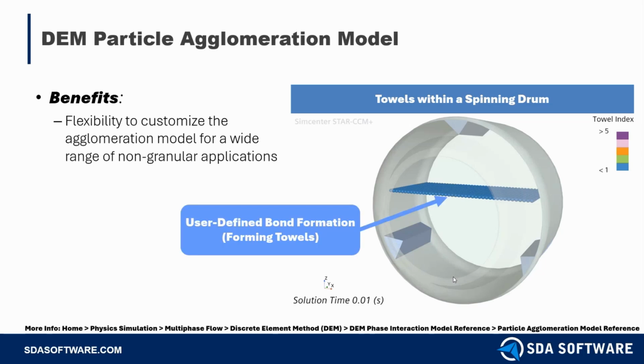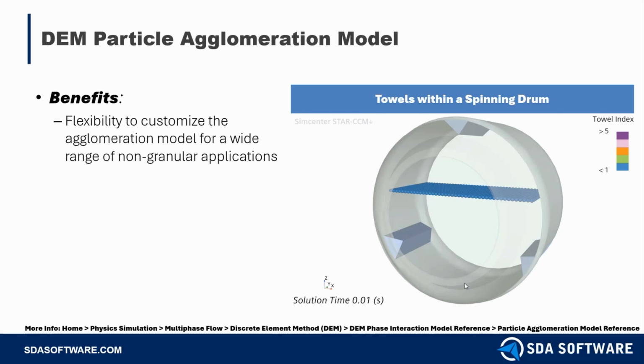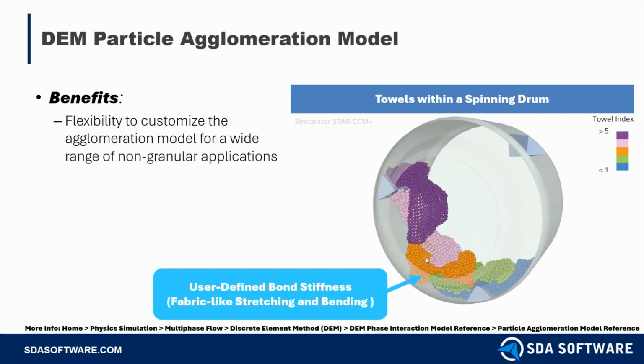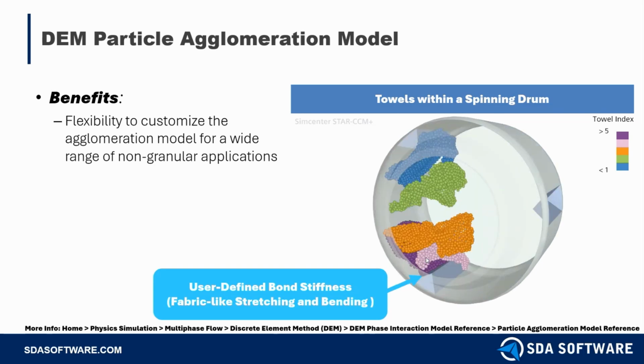At the beginning of the simulation, the user can use a table injector to specify the initial location and the conditions of the particles, and then use the residence time of the particles as a criterion to bond them. The layer of bonded particles is effectively a numerical towel. The bond stiffness is assigned to the towel along with the bond formation. With the appropriate parameters, the user-defined bond stiffness can simulate fabric-like stretching and bending of the towels.